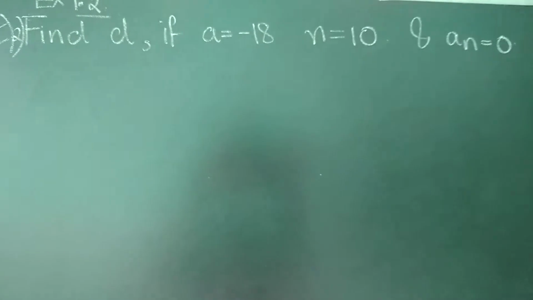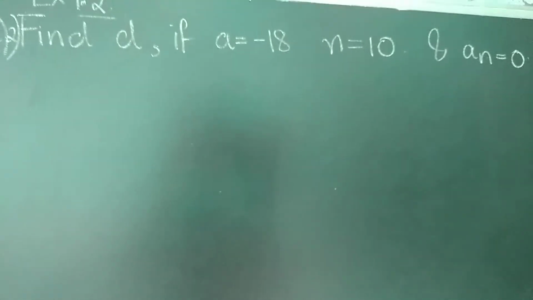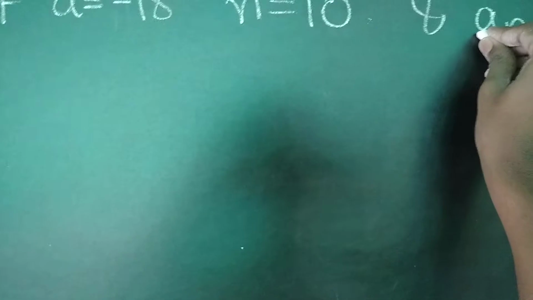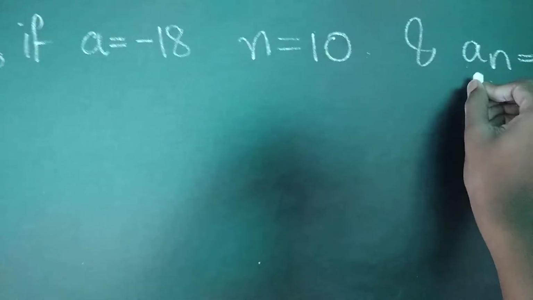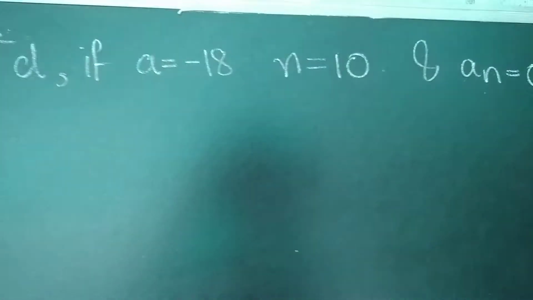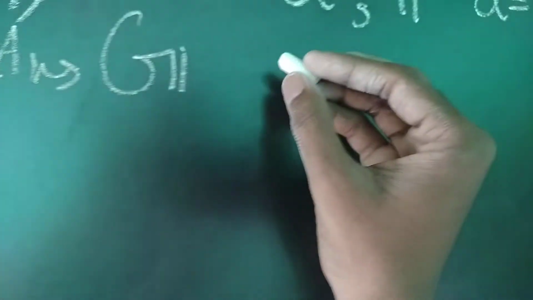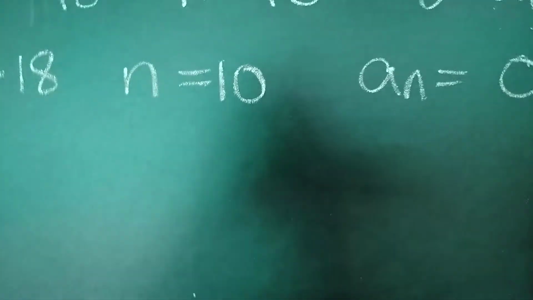Second one we have like this. Find d. That is, find the common difference if the first term a is minus 18, n number of terms to be 10 and the 10th term of an AP to be 0. So n they have given as 10. So the 10th term of this particular sequence is 0. So first let me write given. So they have given a to be minus 18. Please follow my steps in your notebooks. And an to be 0. We need to find d.